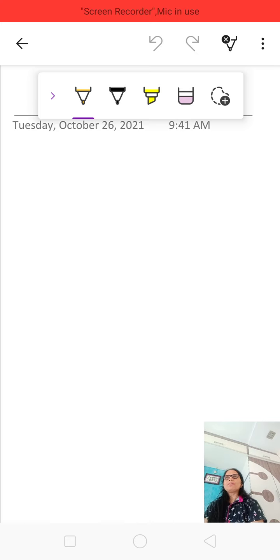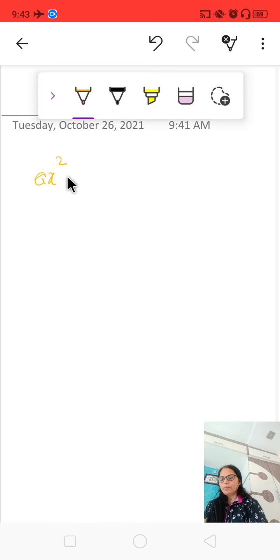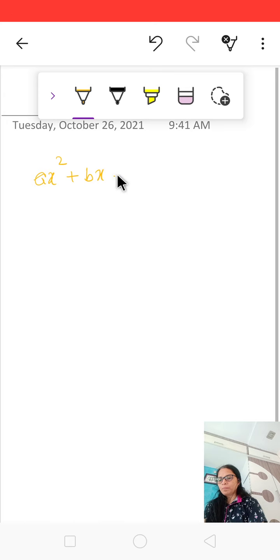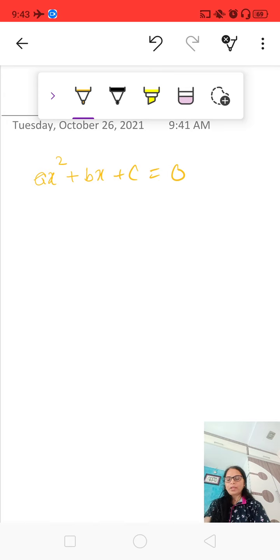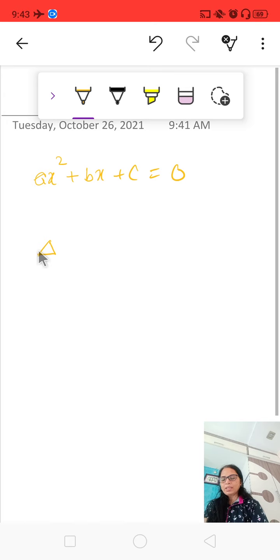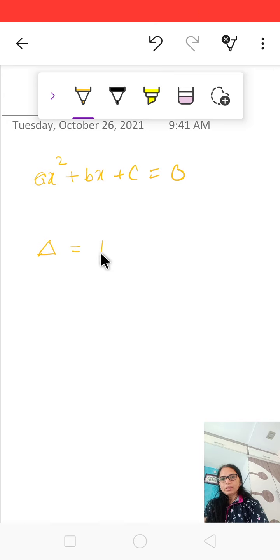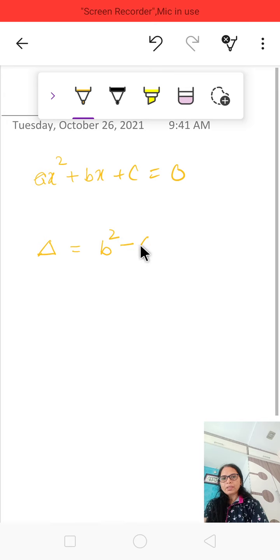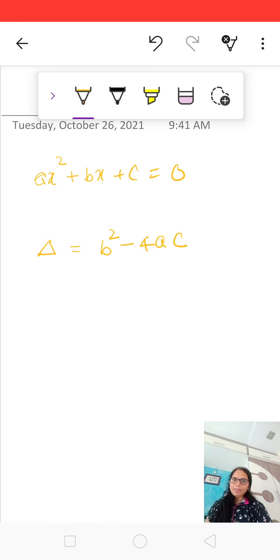Now students, you have studied quadratic equations in 10th standard. The general form of the quadratic equation was ax square plus bx plus c equal to 0. In this, we used to calculate the discriminant, denoted by delta, which is b square minus 4ac, isn't it? So we used to calculate the discriminant.